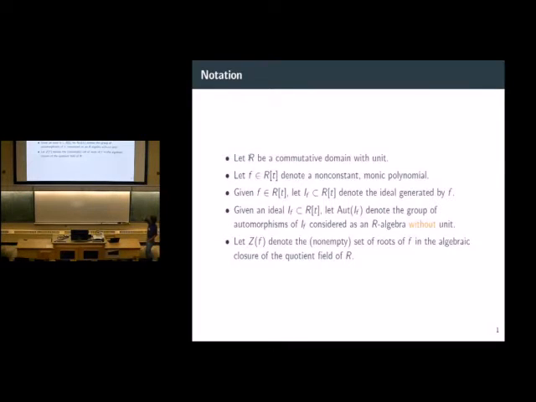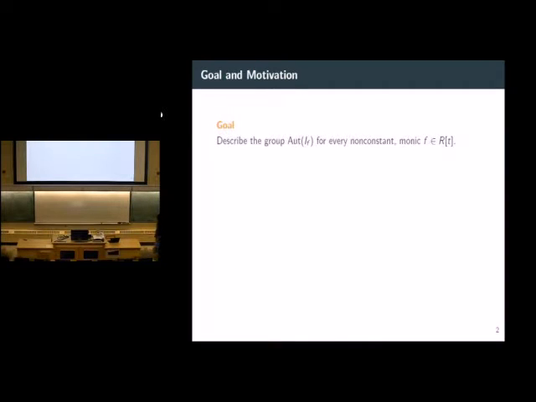And then Z(f) is going to denote the set of zeros of f in the algebraic closure of the quotient field of R. So R is a domain, you can take the quotient field, and then you take the algebraic closure. All the roots are going to be there. Okay, so as I said, Aut(I_f) is going to be our main object, and our goal in the paper, and this presentation, is to describe the automorphism group of I_f.